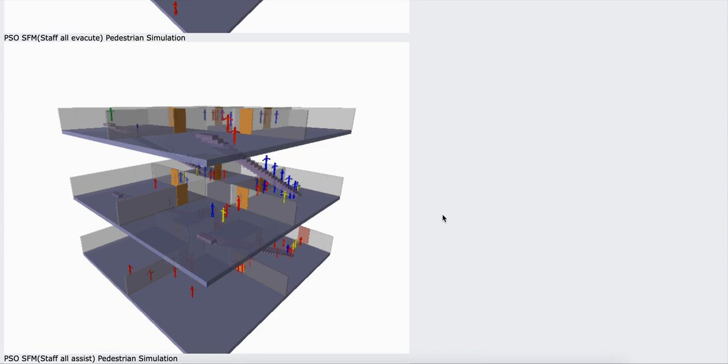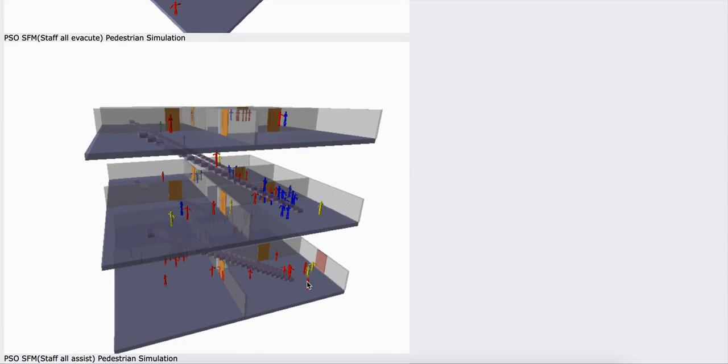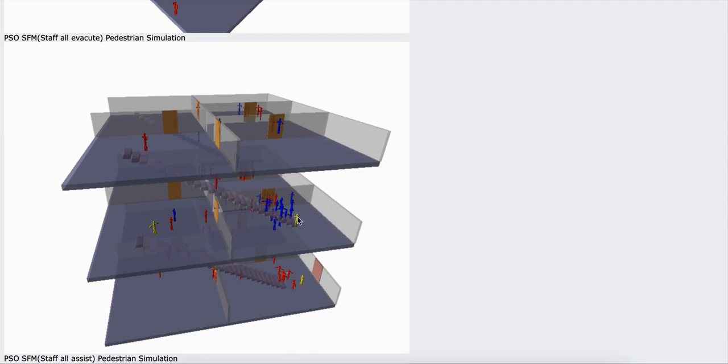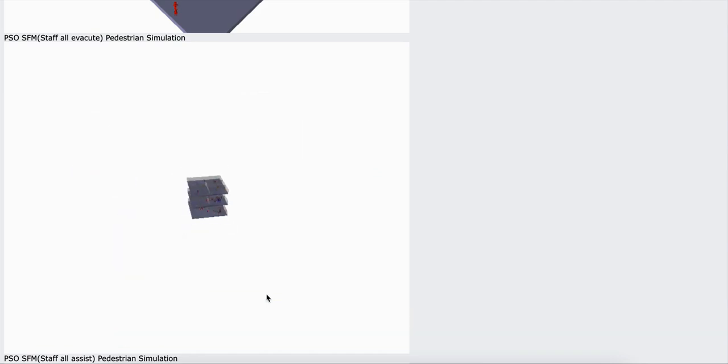Moreover, we have tweaked these algorithms with little staff policies to check which policy, that is, what staff could do, gives a better evacuation in each scenario. So, for example, what if all the staff evacuate without assisting people? This is the condition where the yellow color, which is staff here, are evacuating without helping anybody, and the color codes really help us understand what's happening. The blue are pedestrians, the red are also pedestrians, but they're in panic mode.